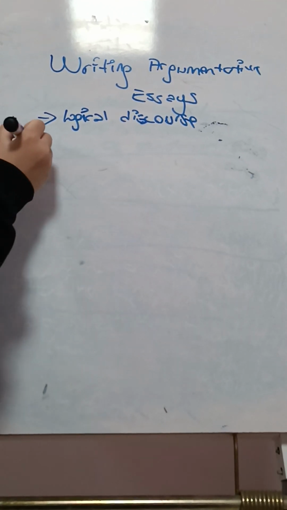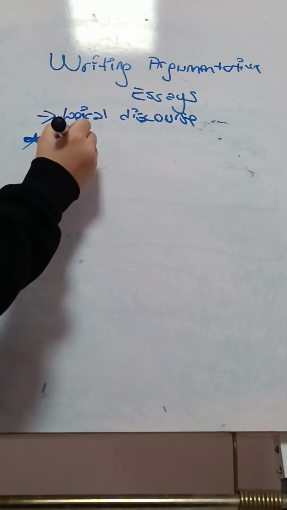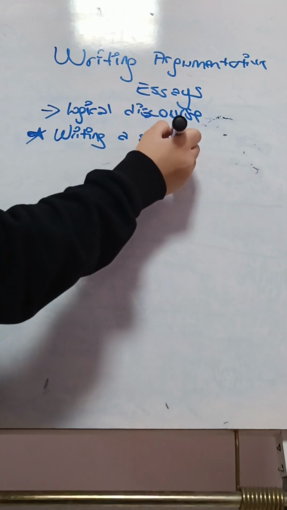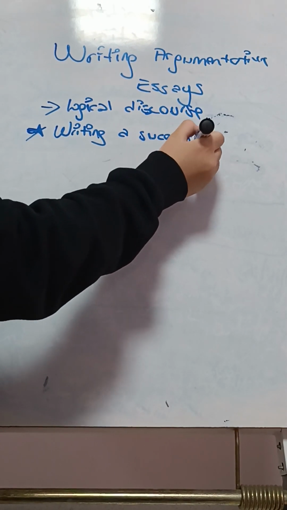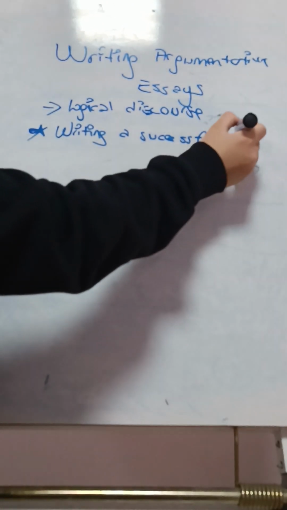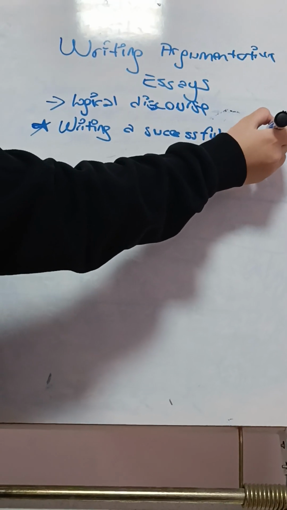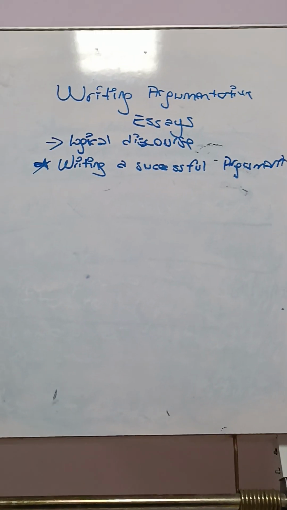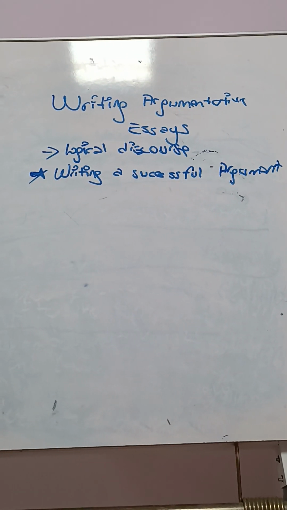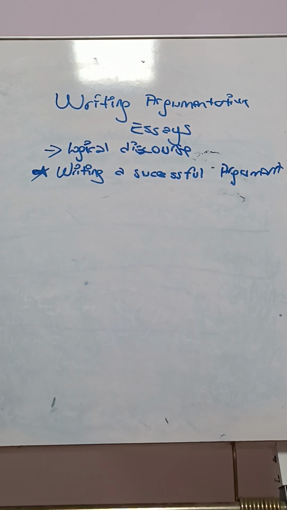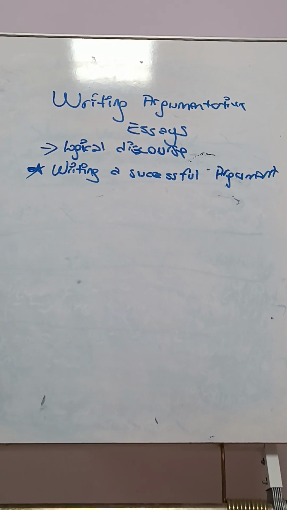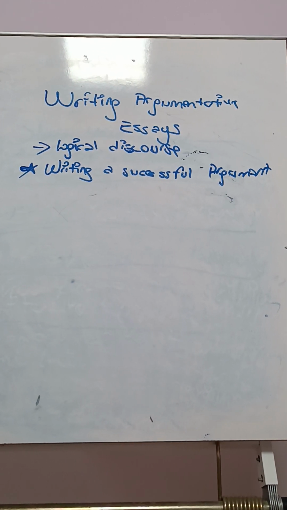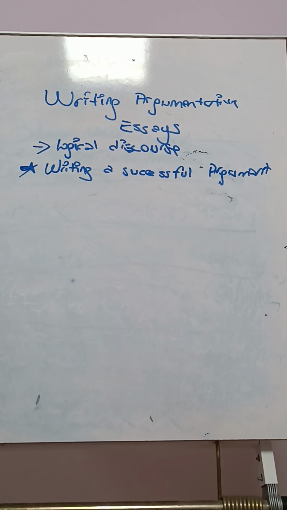Writing a successful argument. Writing takes place in three very broad stages. What do you do before you begin the first draft? What do you do during the writing of the first draft? And what do you do after you have completed the first draft?